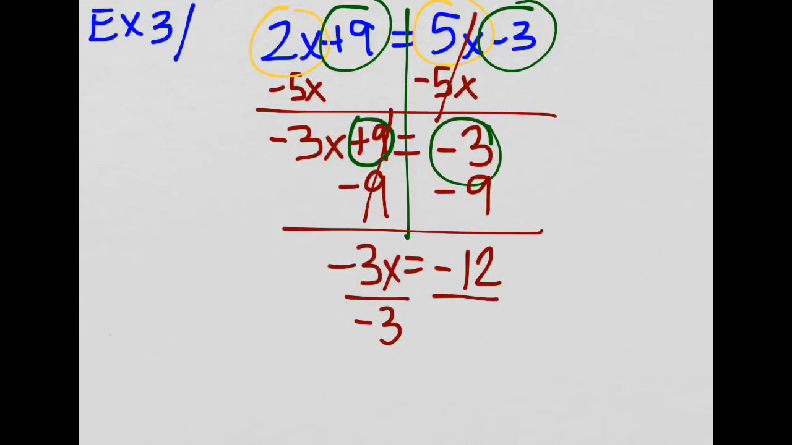Okay, so last step, I am looking for my x. Divide by negative 3, x equals 4. Now, if you were to check this, you would need to put in a 4 both here and here. Okay? All right, let's keep going.